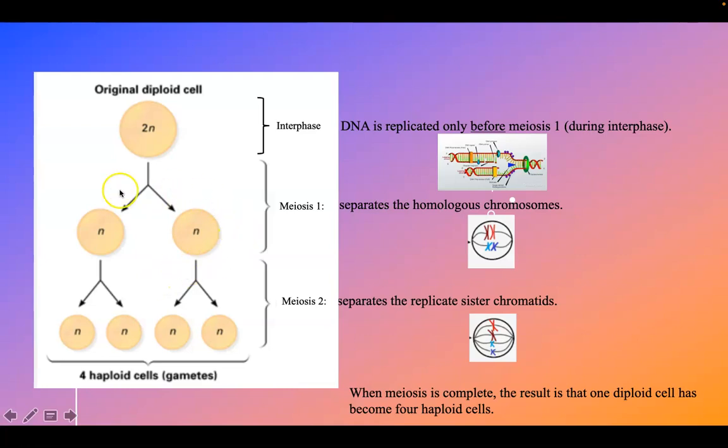Here is where our genetic variability is coming into place because we are separating homologous chromosomes, and that's where our crossing over happens. And we have independent assortment that is bringing in all of our genetic variability in meiosis 1. But we don't want to end up with just 2 cells. We want to end up with 4 daughter cells.